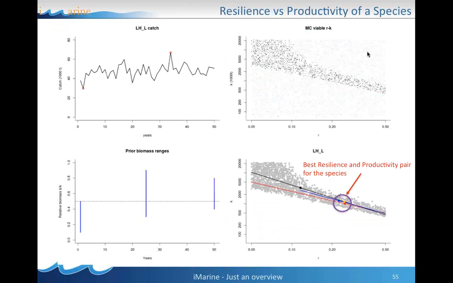The last example, still ongoing but more collaborative indeed, regards the calculation of the resilience and productivity pair, the best resilience and productivity values for a certain species. In this case we use Monte Carlo methods and Markov chain models that are currently hosted by the statistical features of the infrastructure in order to filter out suitability point pairs for a certain species. So this is a practical application that tries to estimate maximum sustainable yield for certain stocks.